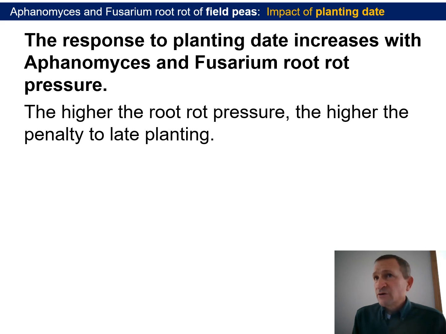The other thing that we've learned in our studies is that the response to planting date increases with Aphanomyces and Fusarium root rot pressure, i.e., the higher your root rot pressure, the more important it is to get your planting date right.